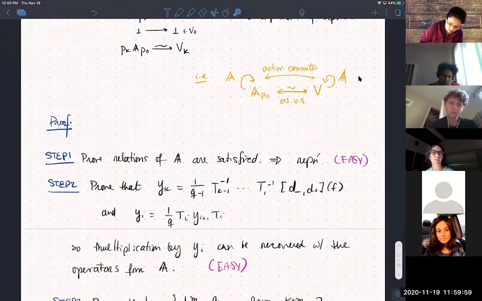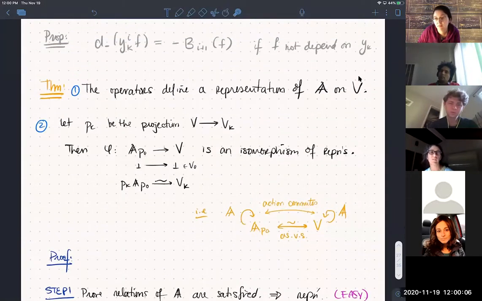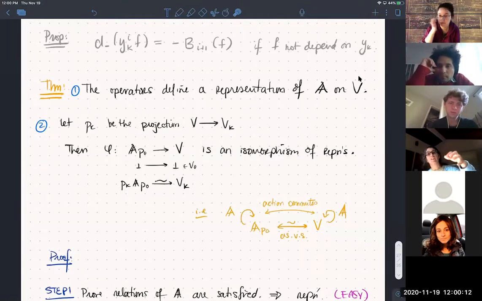Can I interrupt with a comment? Please. I like to think of these PKs as idempotents that actually live in the algebra A, because if you look at the definition of D plus and D minus and how they act, you need to know which VK you're in. That's exactly how they're actually defined. I didn't do that because I thought thinking about projections might be easier for people who are not familiar with idempotence. But yes, of course. Thanks, Monica. That's exactly how they define it.